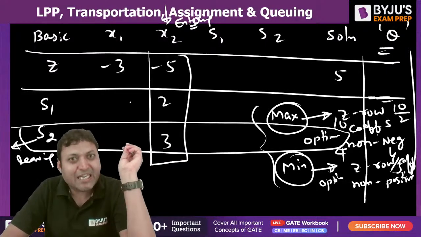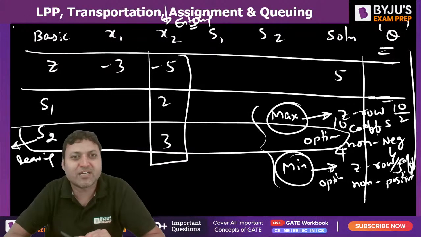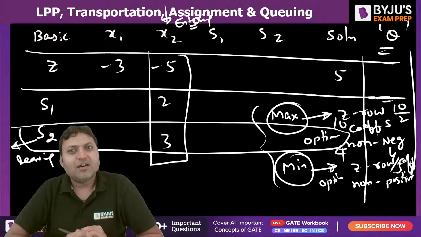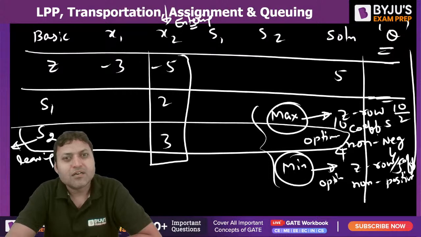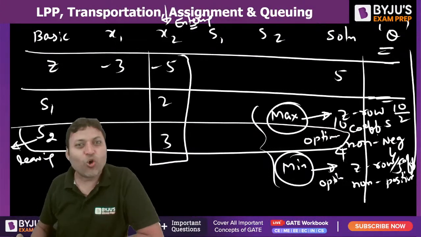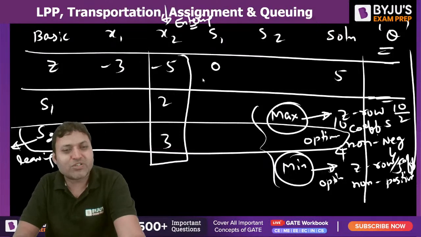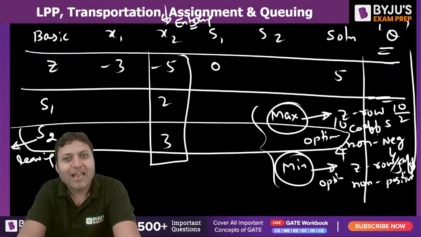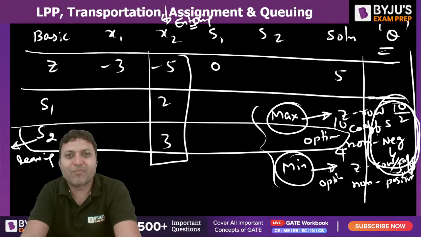There will be multiple or alternate solutions when any of the non-basic variables has a zero Z-row coefficient in the optimum solution. The alternate solution will be there when any non-basic variable has zero Z-row coefficient. And there is degeneracy in the simplex method when there is a tie in selecting the leaving variable. When there is a tie in the minimum ratio, then it is degeneracy.